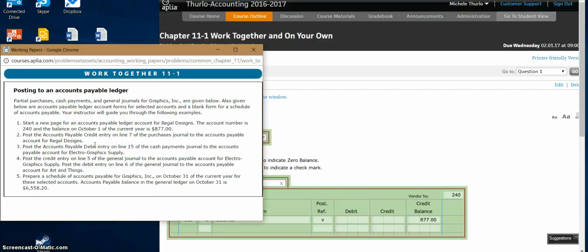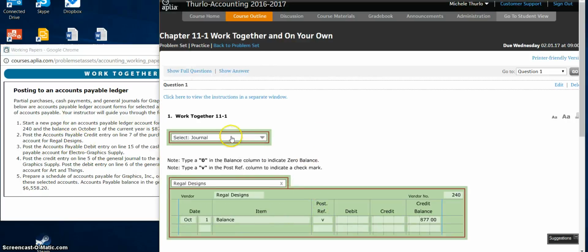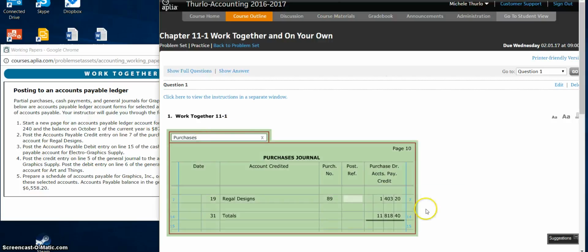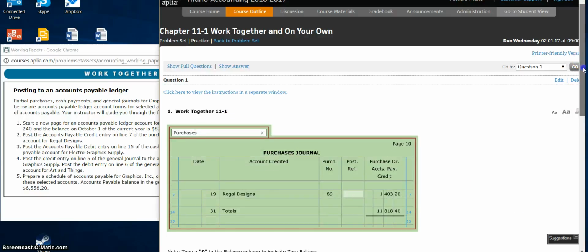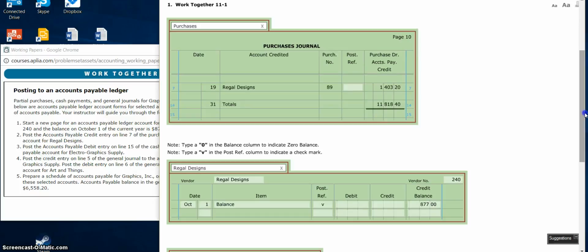Number 2 says we're going to post the accounts payable credit entry on line 7 of the purchases journal. So we're going to look for the purchases journal line 7 to the accounts payable account for Regal Designs. So we're using this one. We're going to go to purchases line 7. Up here for my journal, I'm going to the purchases journal, and we're looking for the one on line 7.